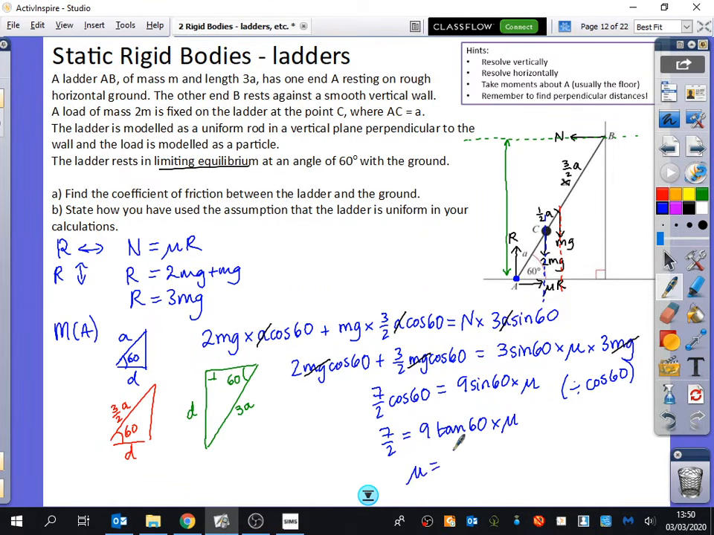So mu is equal to 7 over 2 divided by 9 tan 60, which is, you got it, Hamza? No? No, I thought you were ahead of me. No, I'm a bit confused.